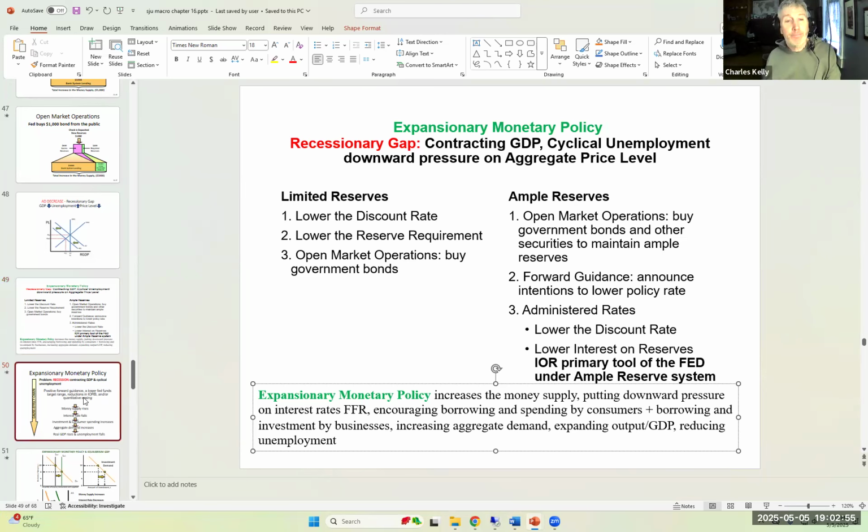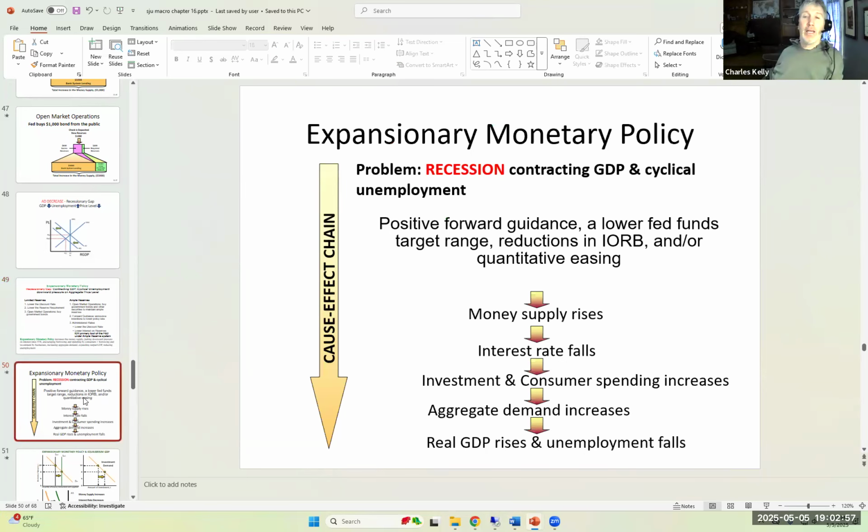Now, it's also nice here, you have the same idea, right? Recession, increased money supply, interest rate falls. Remember, mention FFR, the Fed funds rate, and then more investment and consumer spending. Aggregate demand goes up, real GDP increases, and unemployment falls.